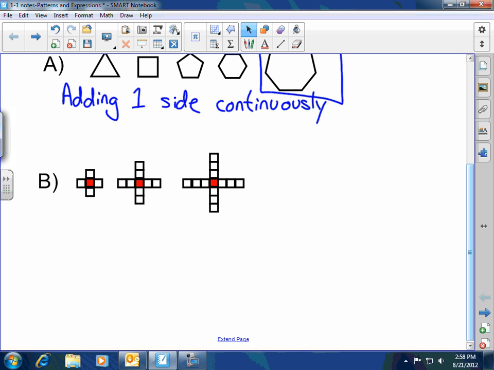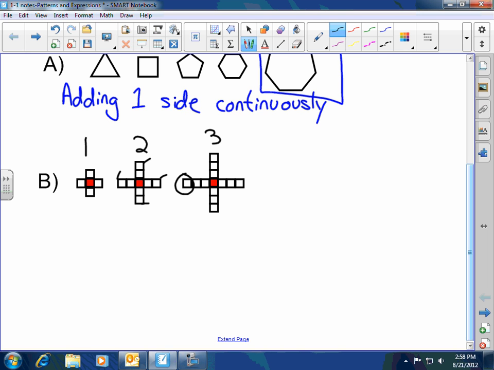B here, we start with the first figure. We've got one red center and 4 white squares around it. Now we've got the one red center, but we added 4 more squares, right? We added this guy, this guy, this guy, and this guy. Okay, so we added 4 there. Now, this is figure 1, this is figure 2. From figure 2 to figure 3, again, we added 1 more square to each of the 4 sides, or the 4 corners. So what's happening here?